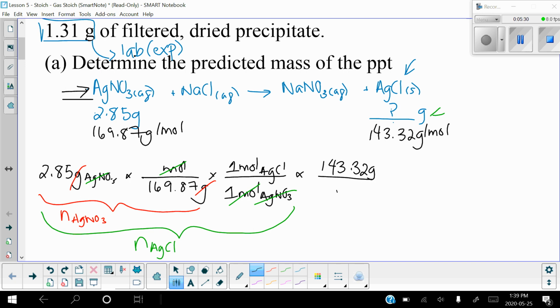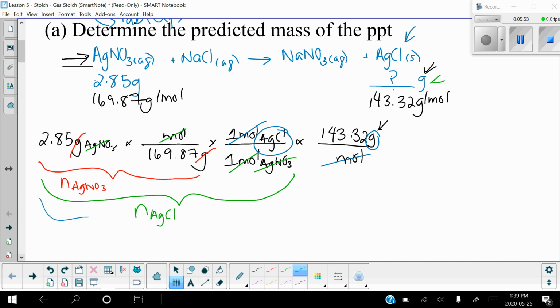I am now going to multiply by 143.32 grams per mole. You always want the unit that you're looking for, in this case grams, to be in the numerator. So I need to make sure I end off with grams in the numerator. Silver chloride does not cancel out. Moles cancels out, and I'm left with grams of silver chloride, which is my precipitate. So now from here to here, I have mass of silver chloride.